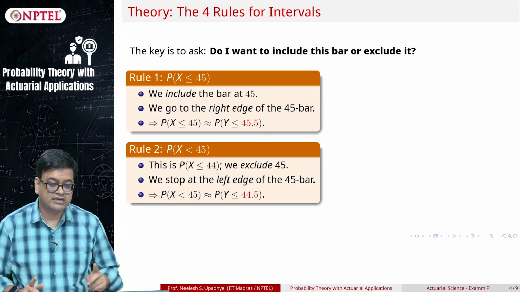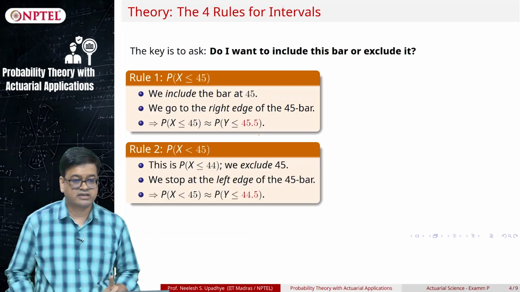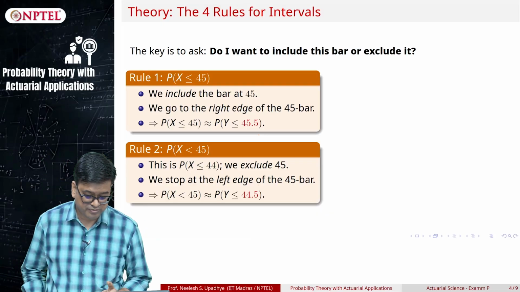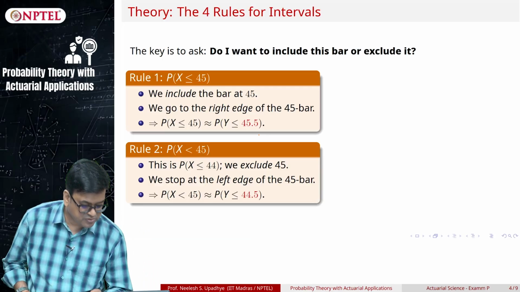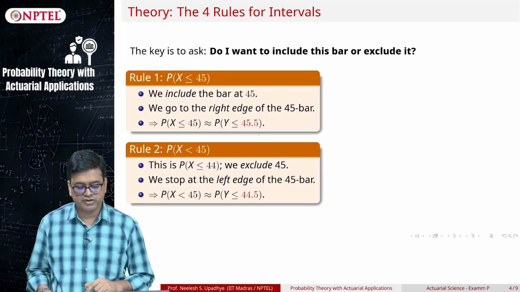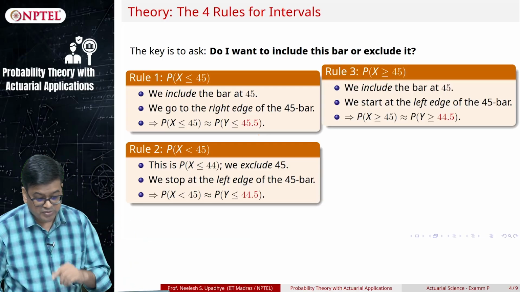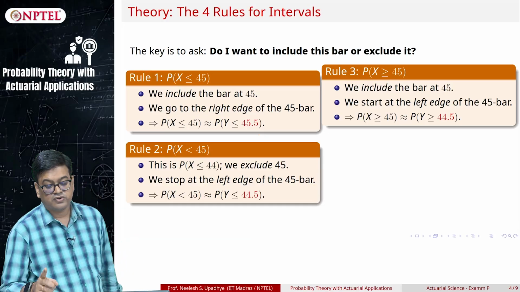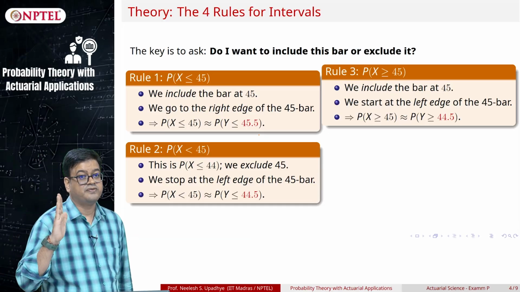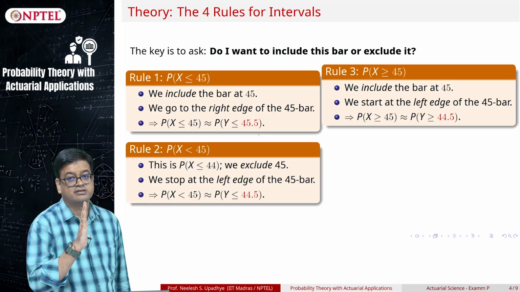It should be very clear in your mind. You should never get confused in this kind of trap. Now we will take the similar trap which is similar to rule 1, but with a greater than or equal to sign. What will happen to this? Again, greater than or equal to 45 means 45 is included, correct?